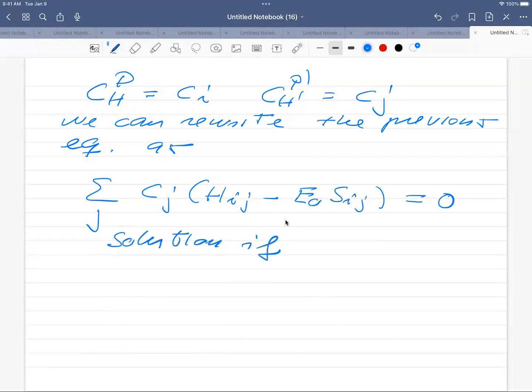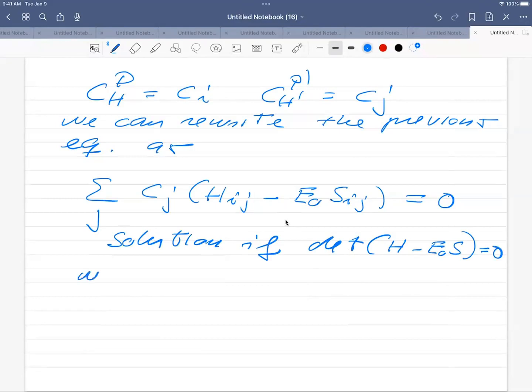So this is a typical homogeneous set of equations which have a solution when the determinant of the coefficients is 0. So that means the determinant of H minus E0 times S is equal to 0. So that leads to the standard eigenvalue problem.